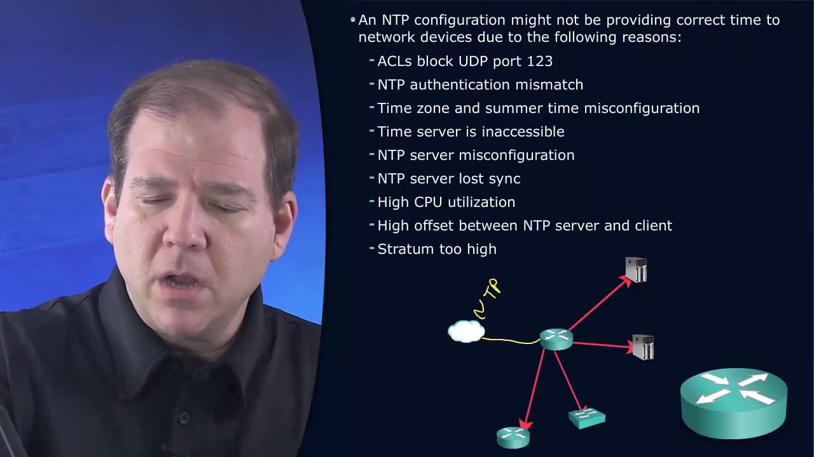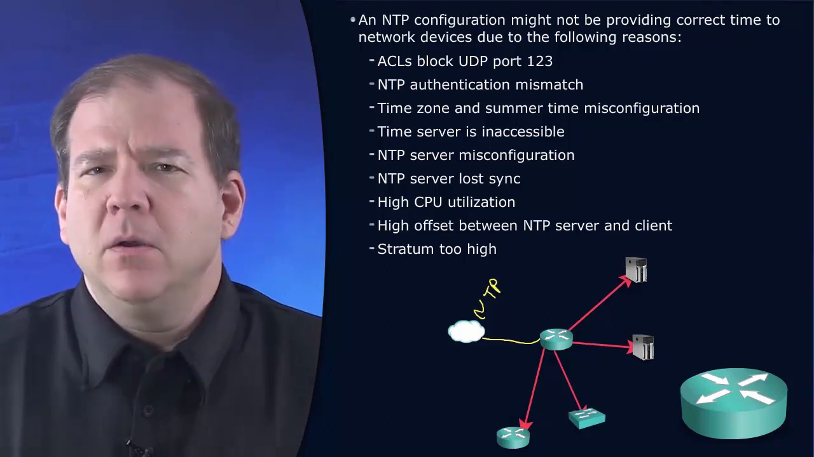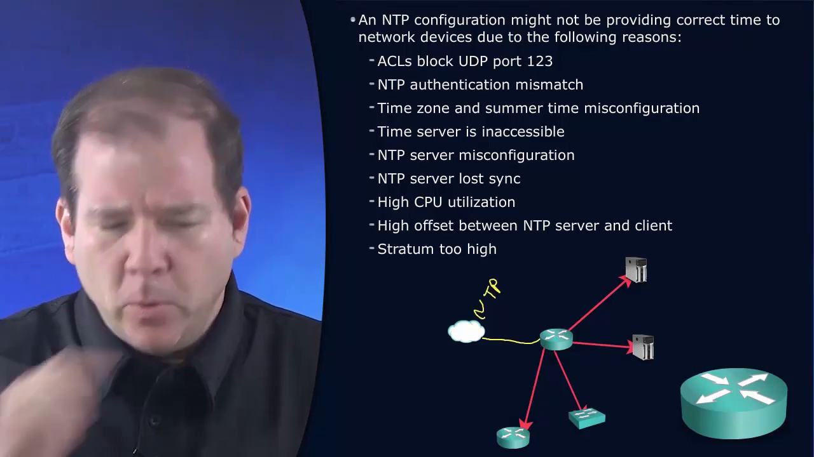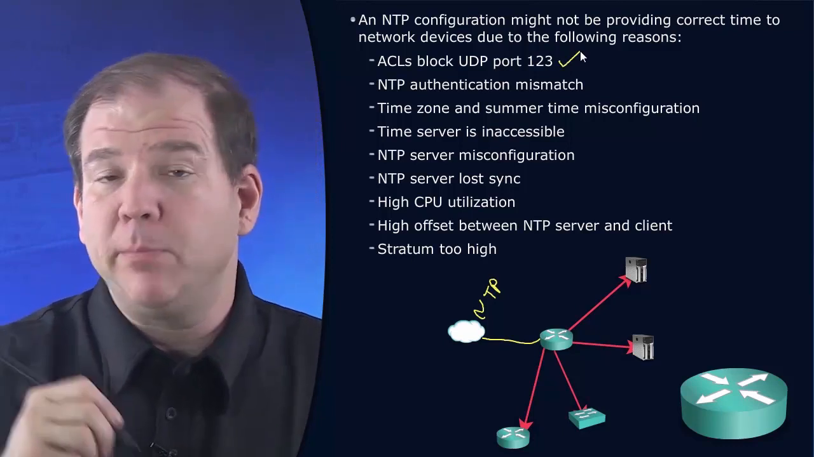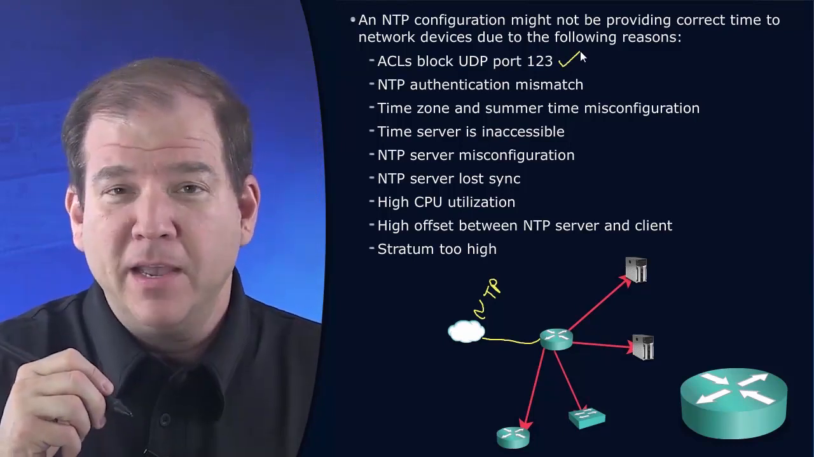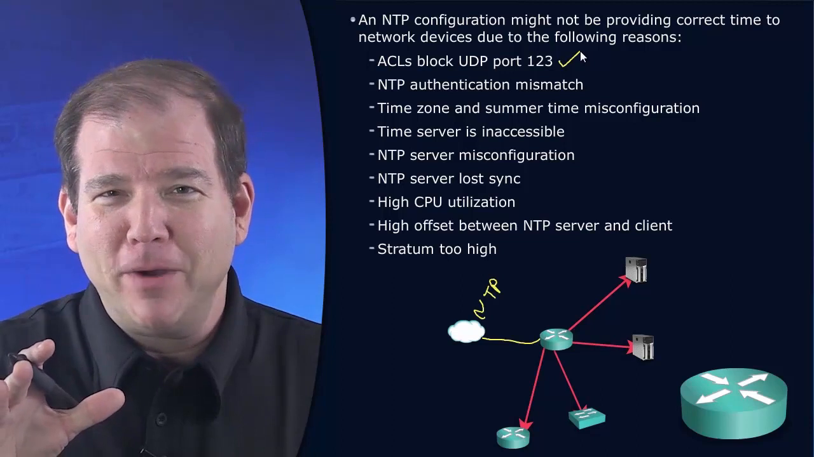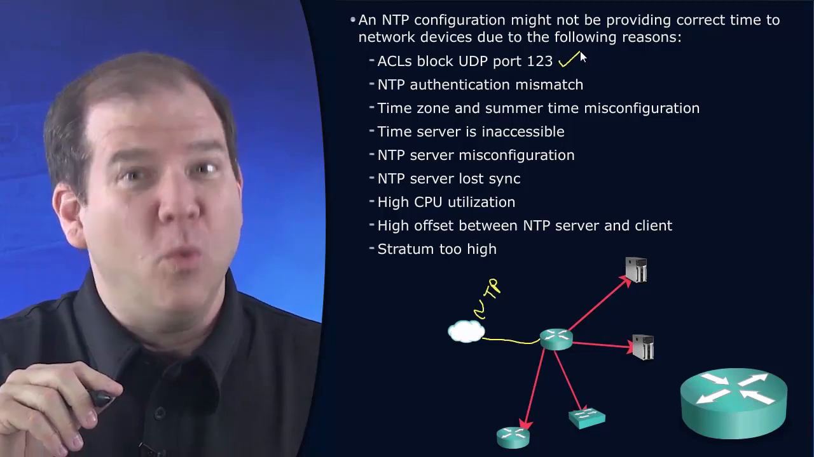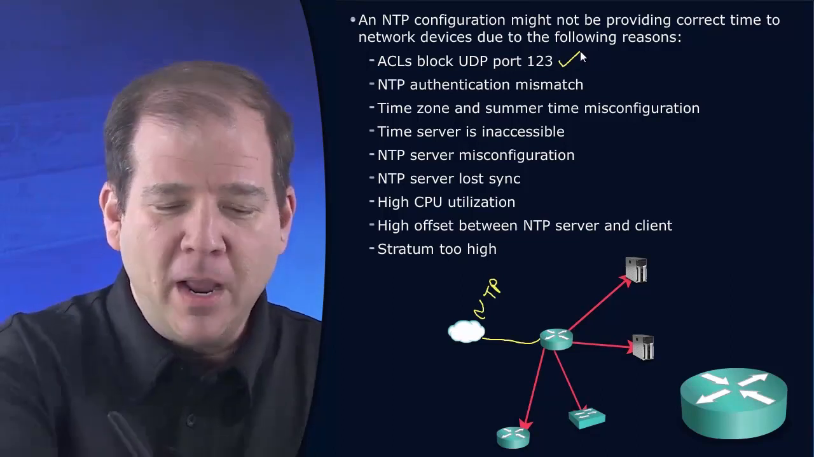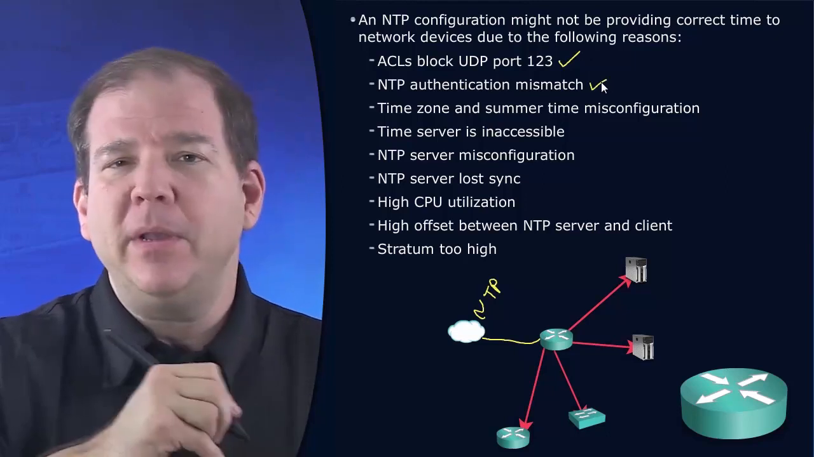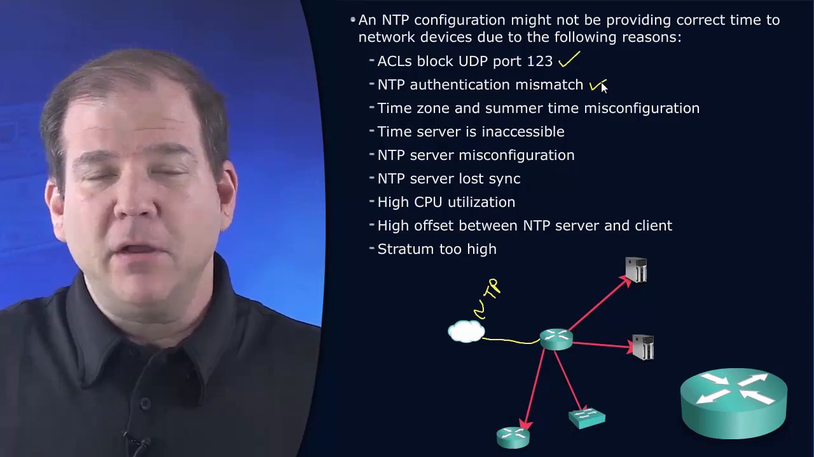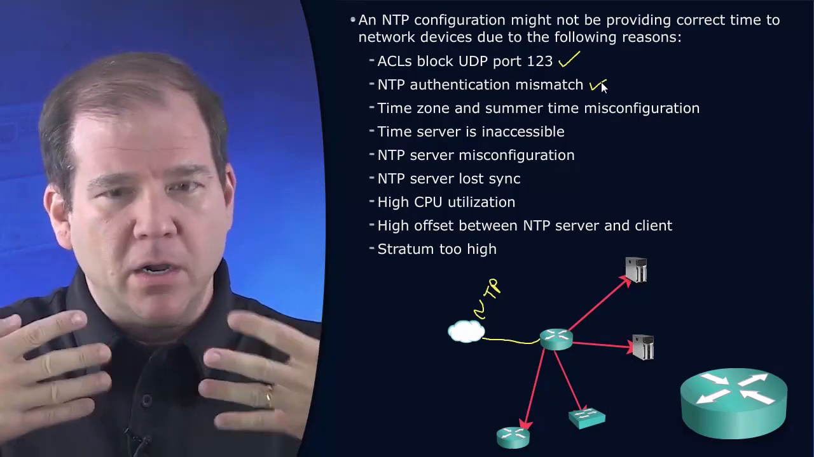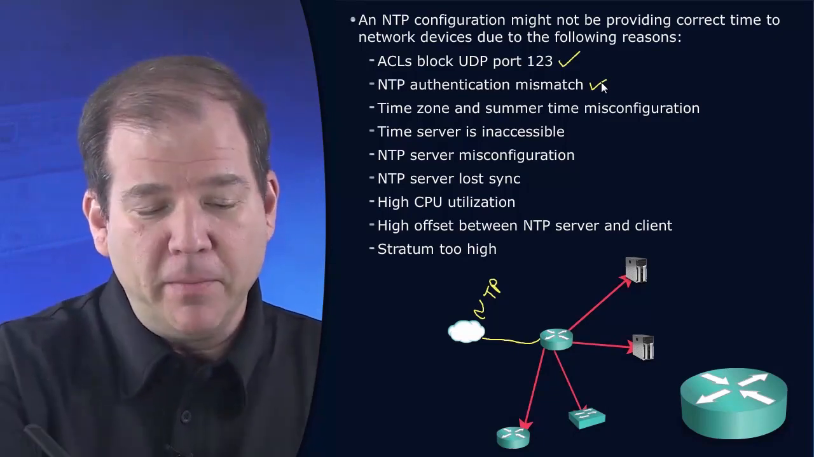But if things are not working as expected, what do you think might be going on? Well, we could have an access control list that's blocking the NTP traffic. It's an easy to remember port number, by the way. It's UDP port number 123. That's an easy one to remember. If we are doing NTP authentication, that's optional, but if you are doing it, you've got to have matching authentication credentials or else you're not going to form that NTP agreement.